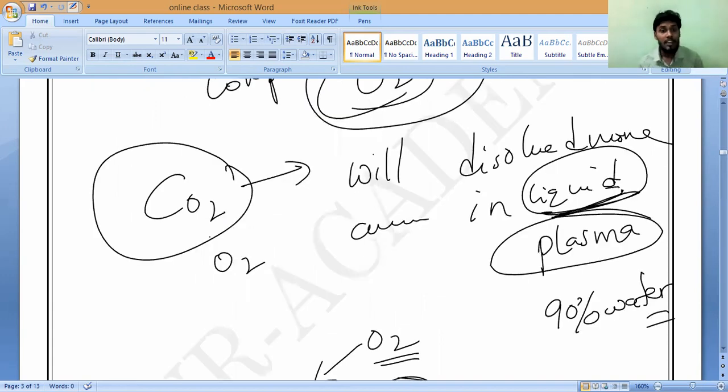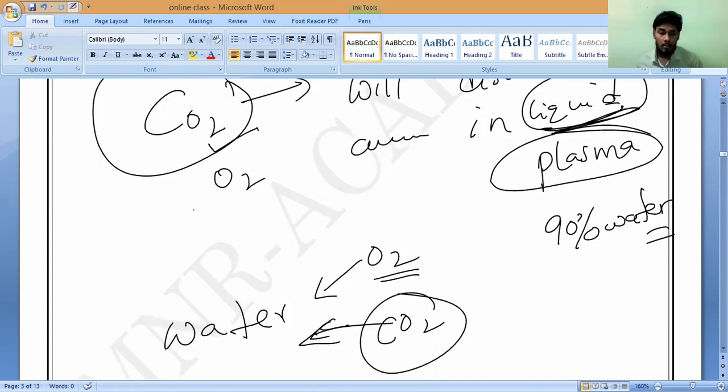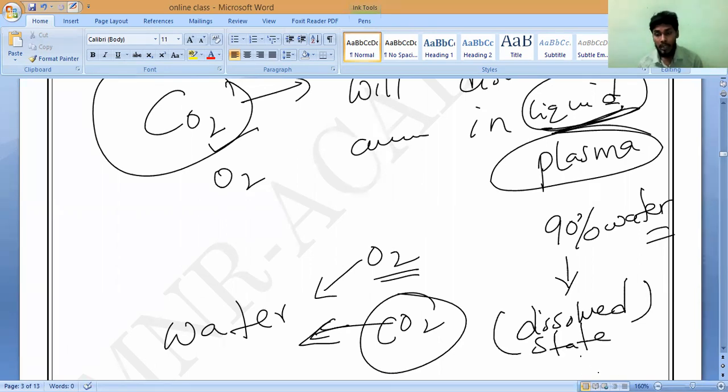So the majority of carbon dioxide will reach the lungs in which state? In the dissolved state. Understand, in the dissolved state. That is the most important thing. Dissolved state through where? By plasma.